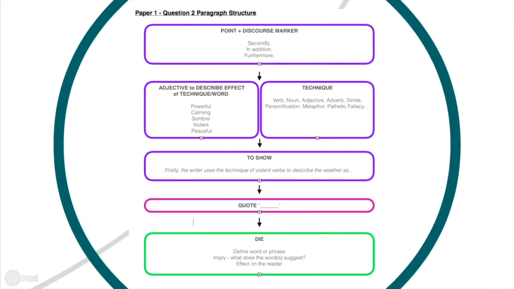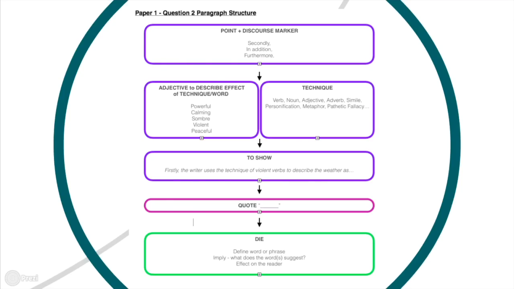So this is the flowchart structure that I would suggest for each paragraph of your answer, and I would suggest writing 3 of these flowchart paragraphs for your answer in full. If you look at it, I've colour coded it, and your point is in purple, your quote is in a pinky purple, and your explanation is in green.